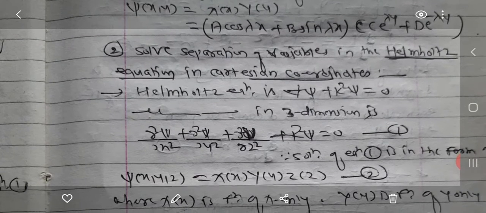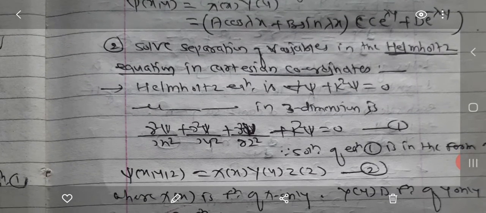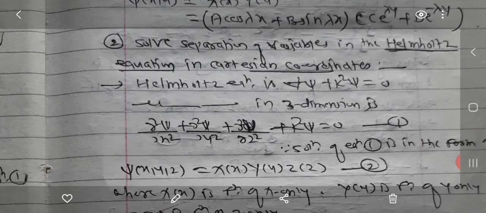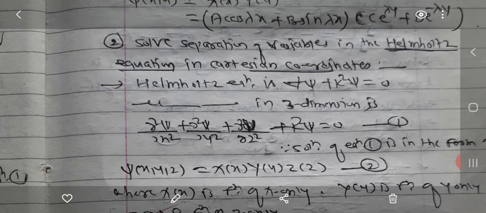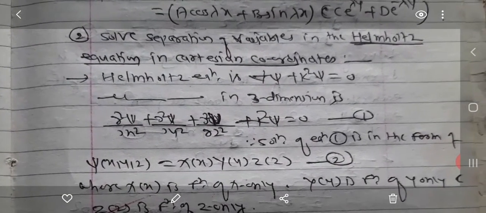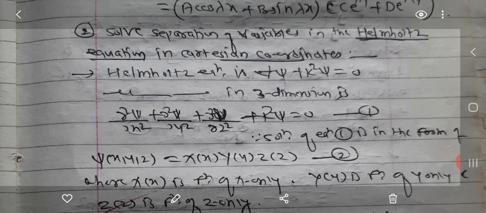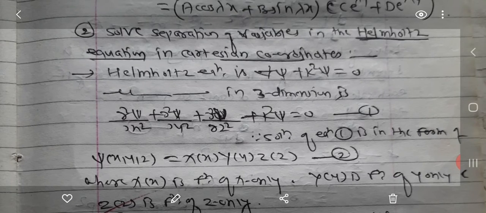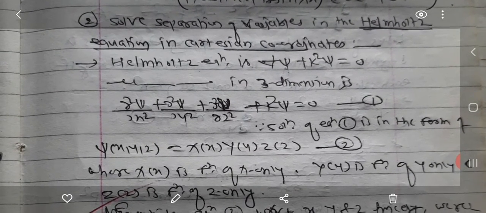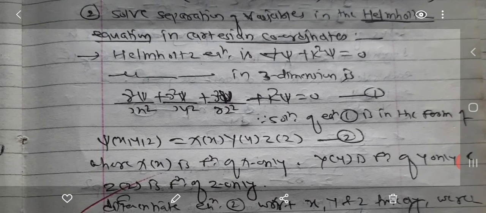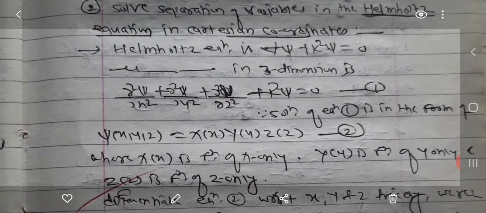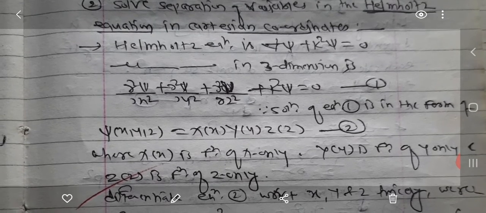The Helmholtz equation is given by del square psi plus k square psi is equal to 0. Del square is the Laplacian operator and is given by del square is equal to ∂²/∂x² plus ∂²/∂y² plus ∂²/∂z², and hence in 3 dimensions the Helmholtz equation becomes ∂²psi/∂x² plus ∂²psi/∂y² plus ∂²psi/∂z² plus k square psi is equal to 0.